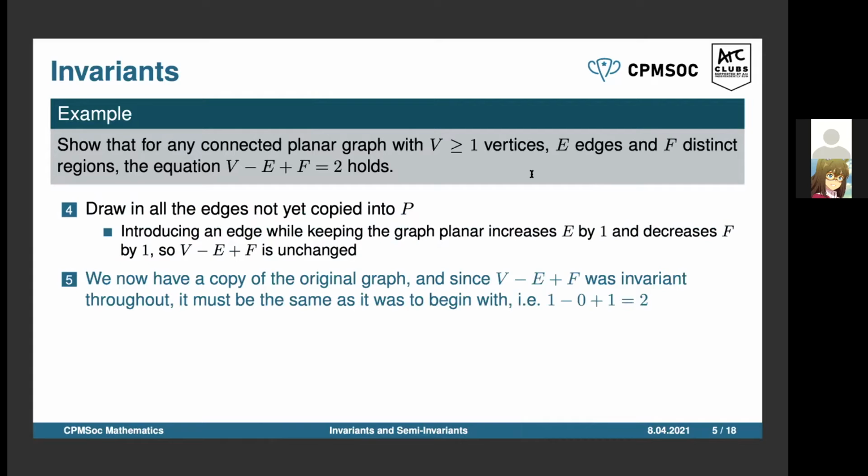And now that we have a copy of the original graph, and we use those 2 different transformations that we know the formula, the expression was invariant under, we know that at each step of the way, v minus e plus f stayed the same. So for the final graph, the final copy of the original graph, we have the same v minus e plus f value as we had to begin with, and we just copy one vertex over. So that's the proof.